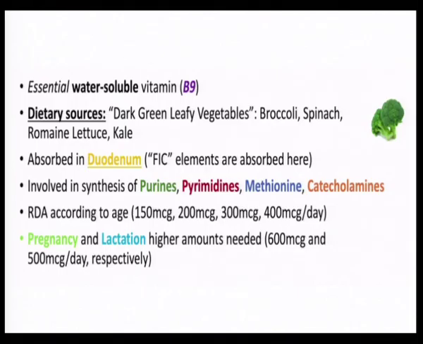So, if you quickly look at the summary of what we have already done till now, you would know that it is a water soluble vitamin. We have designated this to be B9, and all the leafy green vegetables, that is why the name folium, which actually became folic acid later. The duodenum is the place where absorption happens, and they are essential for synthesizing purine, pyrimidine, methionine, catecholamine and all these components.